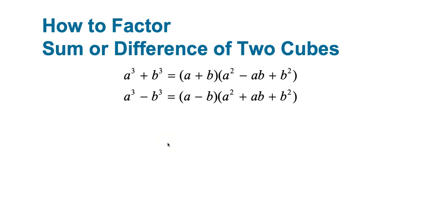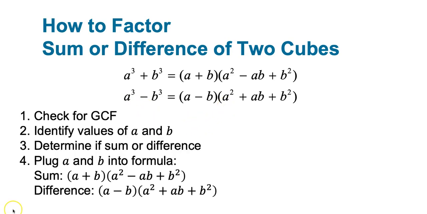So how do we factor the sum or difference of two cubes? We use these factoring formulas. The left side is the unfactored form, the right side is the factored form. If you're given something in the format of the left, you can rewrite it into the format of the right. Here's the steps to follow. After checking for the GCF, find the values of a and b. Determine if you're working with a sum or a difference of two cubes. Then plug the values of a and b into the appropriate formula.